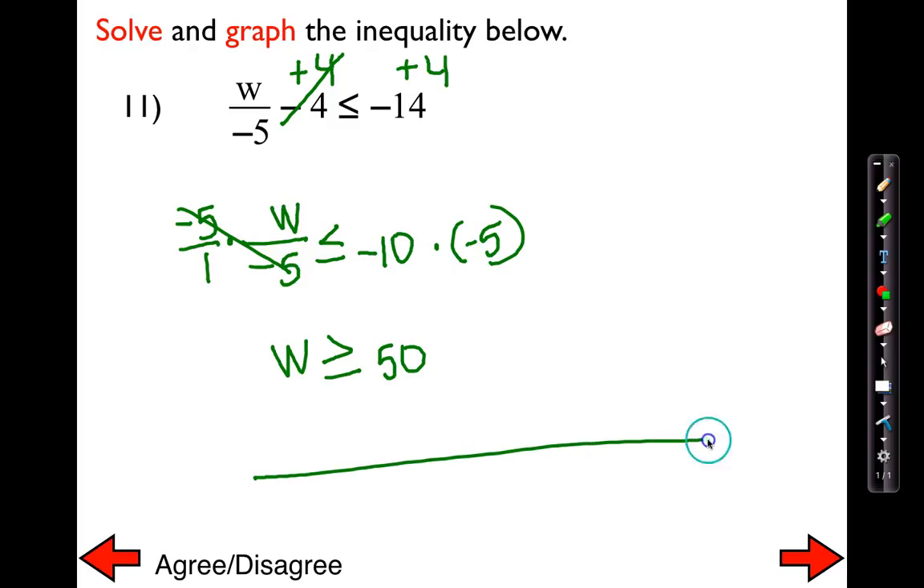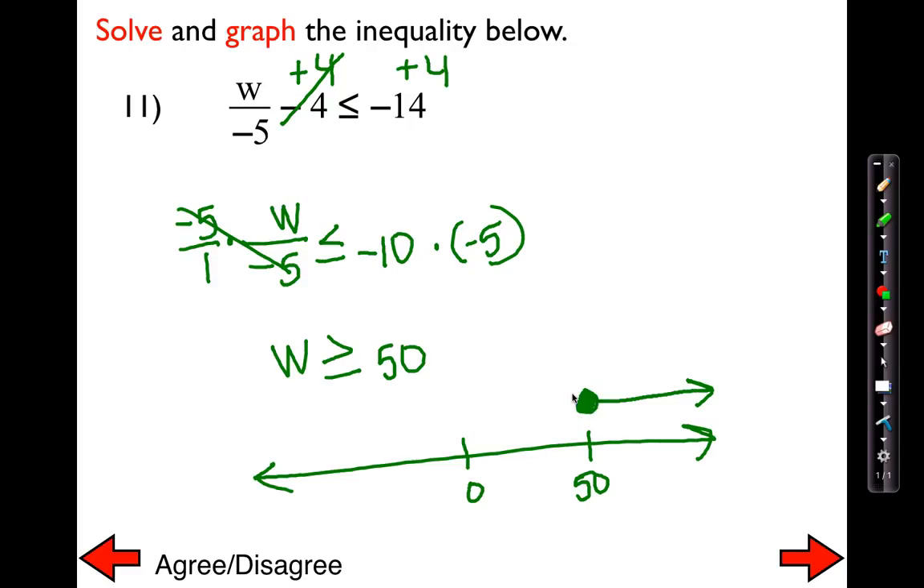Now once I have that, I'm going to go ahead and graph it on my number line. I apologize that my number lines are always crooked. I'm trying. So here we're going to mark 50 in the correct spot. First, always starting with an open circle. I'm going to read this as w is greater than, so that's going to point all the way to the right. But it's also equal to, so I'm going to go ahead and fill that in.